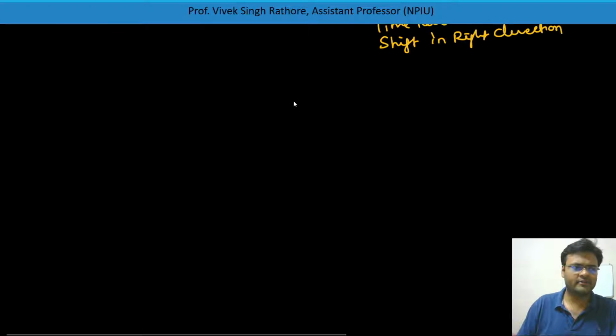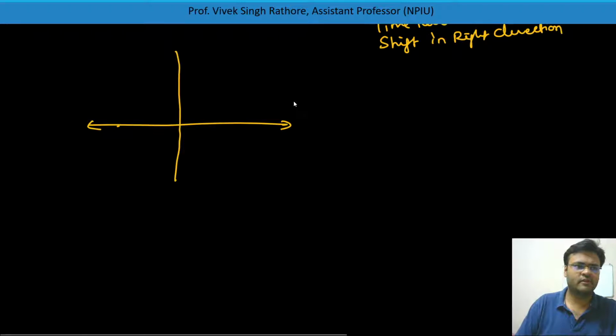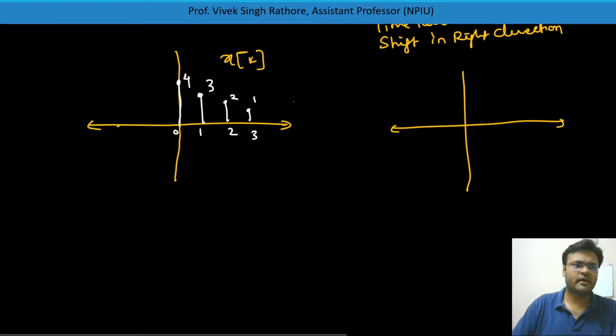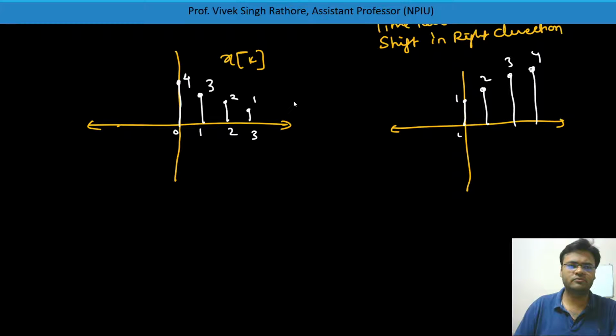How will we do it? Let's suppose we take x of k as this value: 4 3 2 1. So this is our 4, 3, 2 and 1, and here n is equal to 0, 1, 2, 3. This is your x of k. If you plot h of k, you will get 1, 2, 3 and 4, for n is equal to 0, 1, 2, 3. So this is your h of k.